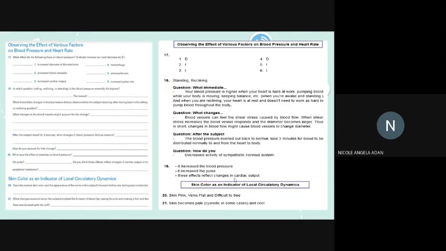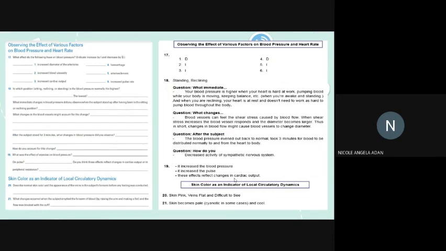What changes in blood vessels might account for the change? Blood vessels can feel the shear stress caused by blood flow. When the shear stress increases, the blood vessel responds and its diameter becomes larger. Thus, in short, changes in blood flow might cause blood vessels to change diameter. After the subject stood for 3 minutes, what changes in blood pressure did you observe? So the blood pressure evens out back to normal in 3 minutes, for blood to be distributed normally to and from the heart to the body. How do you account for this change?